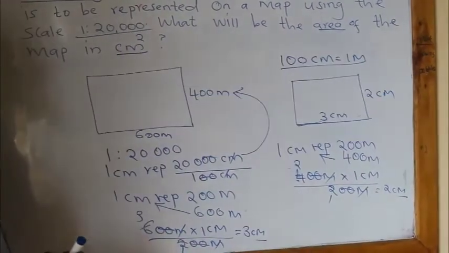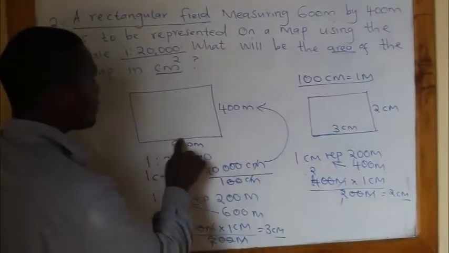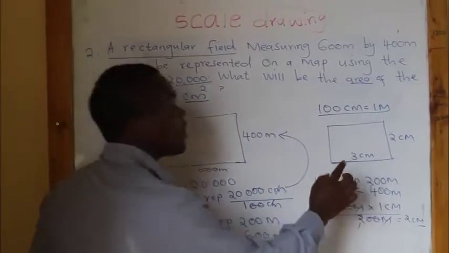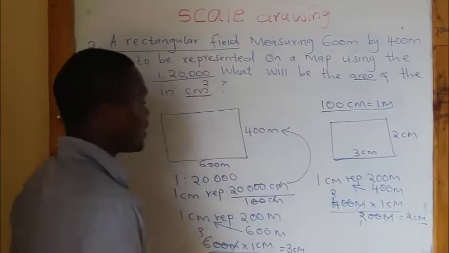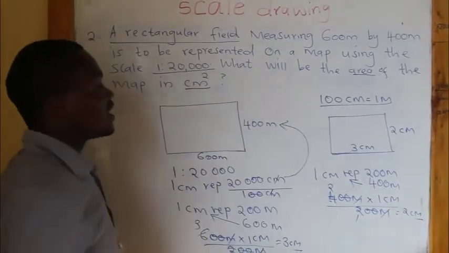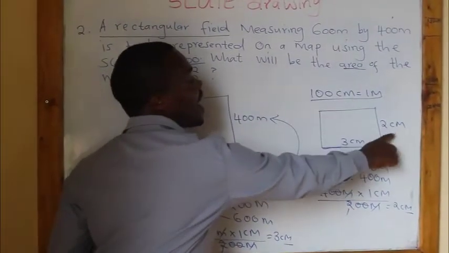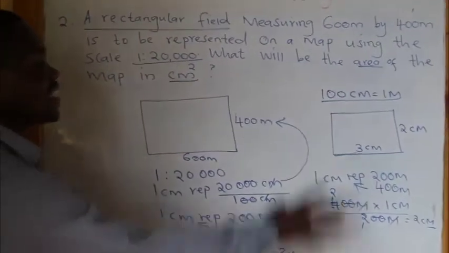So what does this mean? This length is 600 meters, but when I draw it on a piece of paper, I'll use 3 centimeters. This width is 400 meters, but when I draw it on a piece of paper, I'll use 2 centimeters as the drawing width.